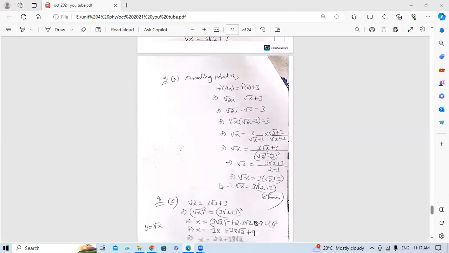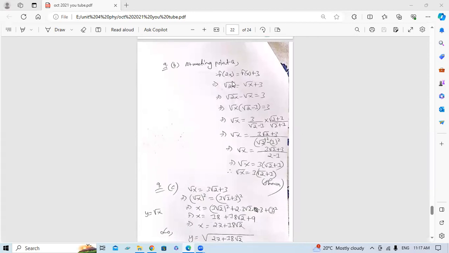At 9b, at the meeting point Q, f(2x) equals f(x) plus 3, and f(2x) we take as root 2x equals root x plus 3. Root 2x minus root x equals 3. We can take root x as common, which gives root x into root 2 minus 1 equals 3. So root x equals 3 divided by root 2 minus 1, multiplied by root 2 plus 1 divided by root 2 plus 1.